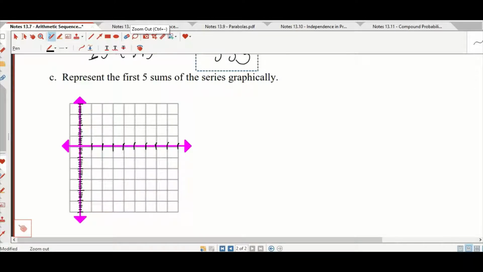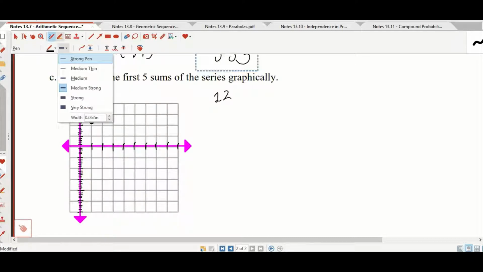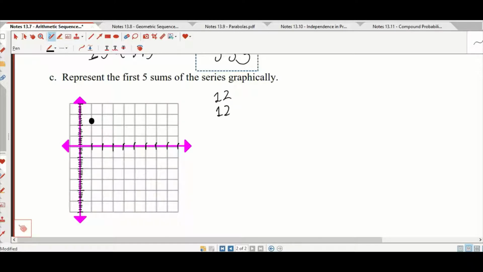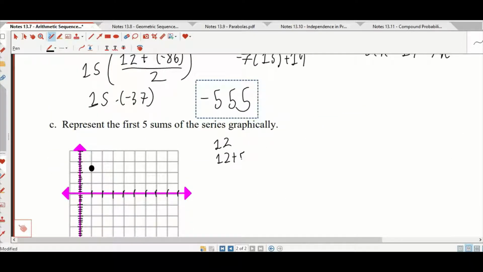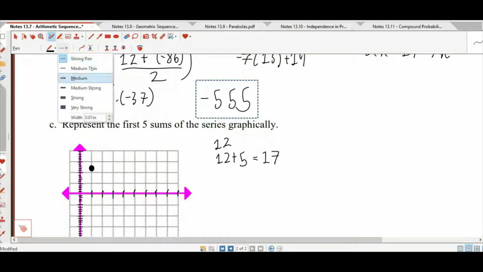So the first 5 sums of the series are going to go like this. Well, it was 12, and so we're going to go 1 and 12. The next term would be 12 plus 12 minus 7, which was 5. 12 plus 5 is 17. So 2 and 17.